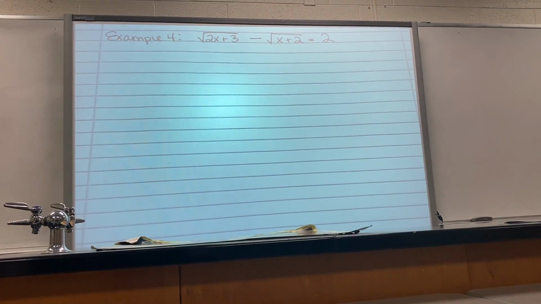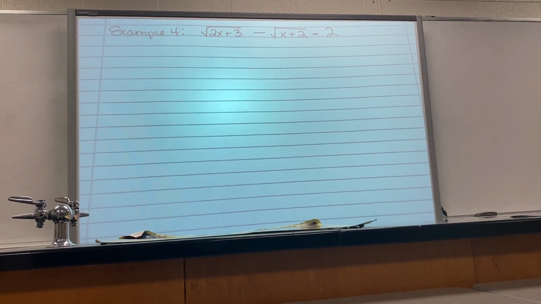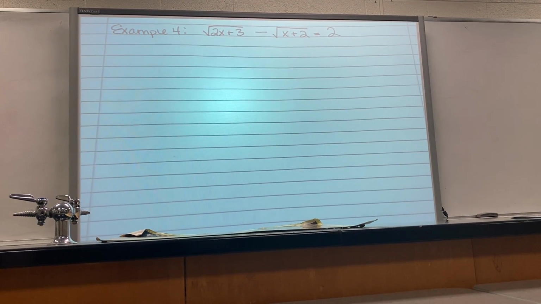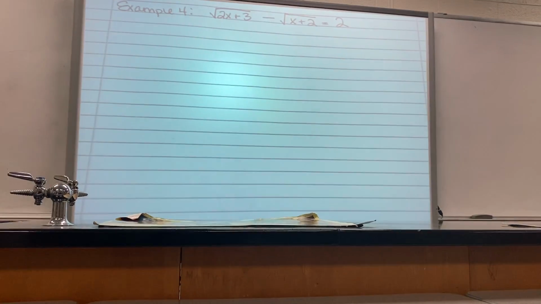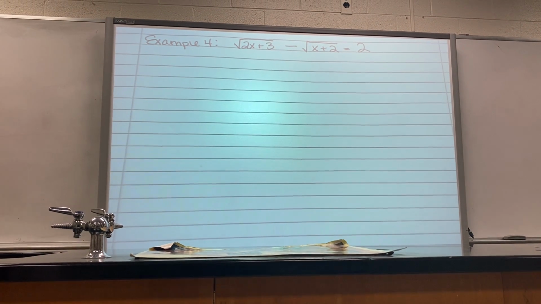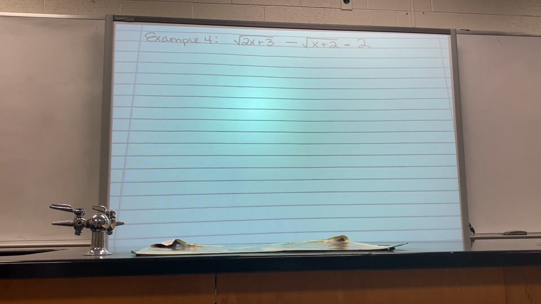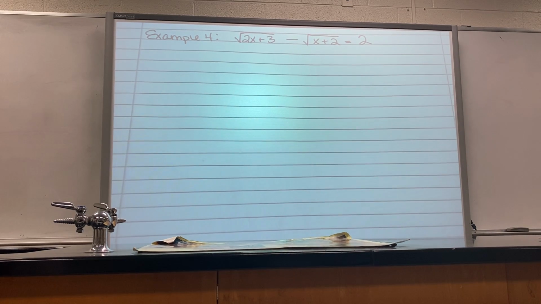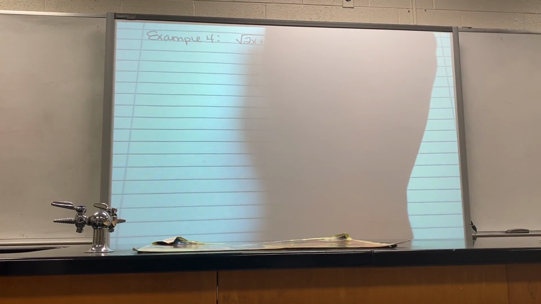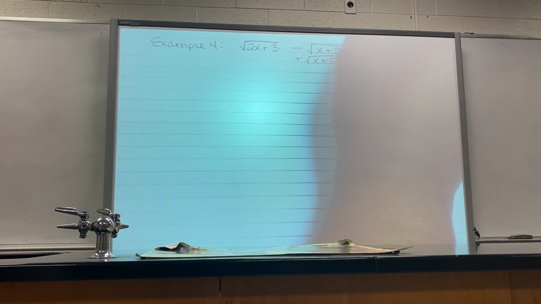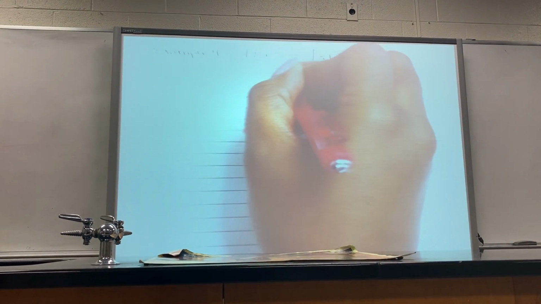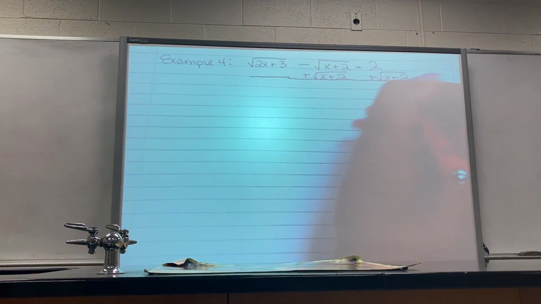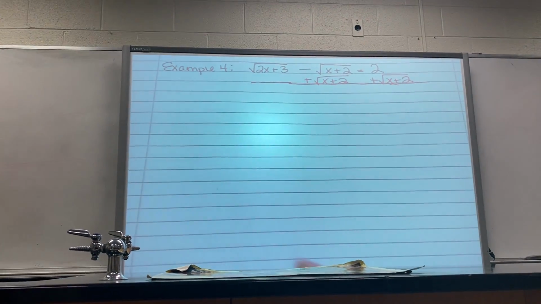Okay, so I got the square root of 2x plus 3 minus the square root of x plus 2 is equal to 2. So this is the first one. I've got two radicals on the same side of my equation. That's doing a lot. So instead, we're going to move one. We're going to move the negative one to the other side. So I'm going to add the square root of x plus 2 to both sides of my equation. And I'm doing this because it makes it easier when you go to square things to not have two radicals on the same side.